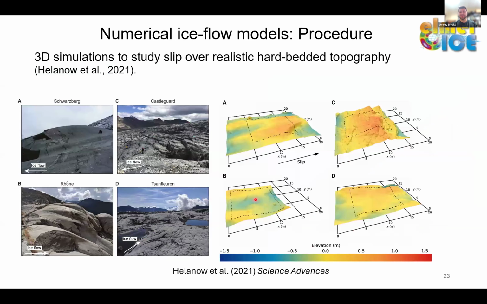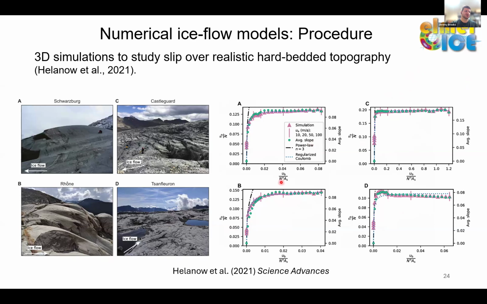And in particular, we want to use the most realistic numerical ice flow models that we have. So in this case, we use 3D simulations that were previously published by Christian Helenow. And what he did is he used 3D bed topography derived from drone-based mapping of alpine glacial forefields. So in particular, these 4 glaciers shown here, to get these bed domains shown here on the right, which captured the 3D roughness of these actual deglaciated glacier beds. So we used his simulations where he used Elmer/Ice to derive the slip law.